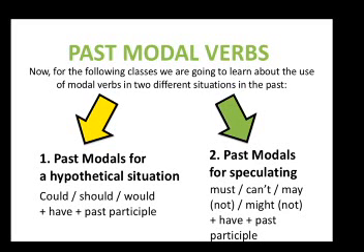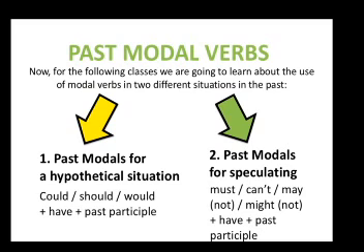Okay, as I explained to you last time, we have two different types of modal verbs for situations in the past. The first one is past modals for a hypothetical situation. We talked about this subject in the last video. We use could, should, and would plus have plus the past participle. Remember, we use could have to talk about possibilities in the past, should have to talk about the right thing to do in the past, and would have to imagine your own behavior in a situation in the past.